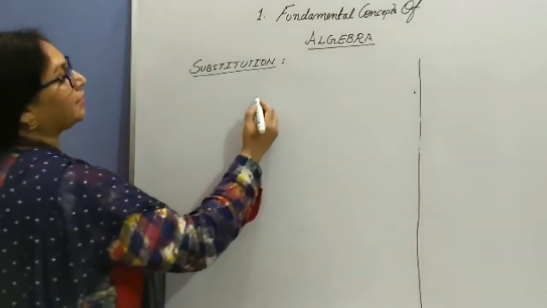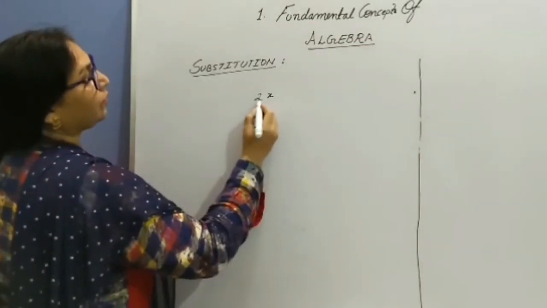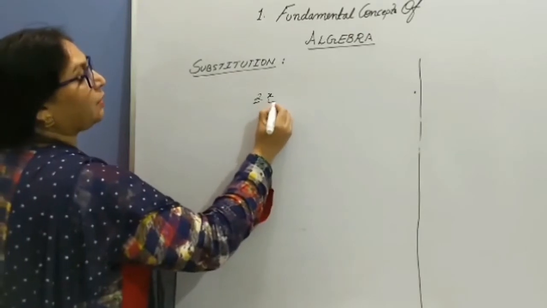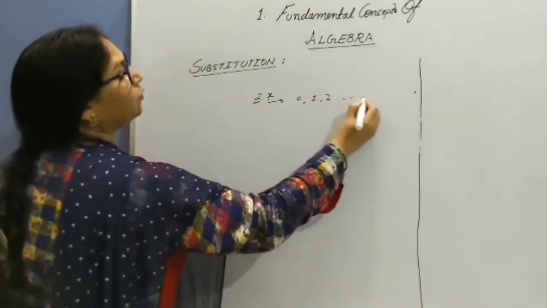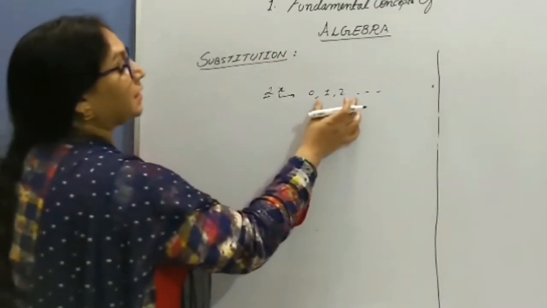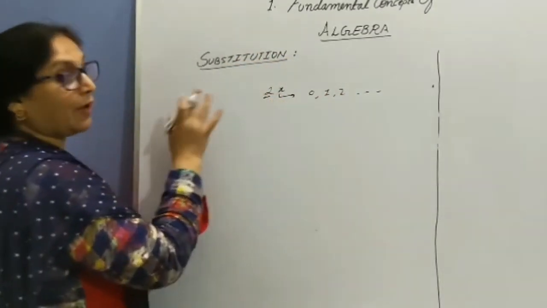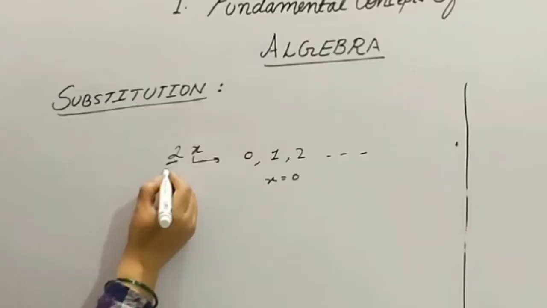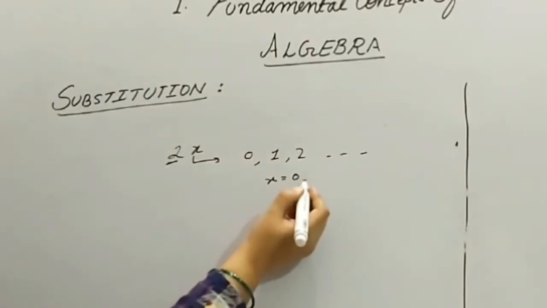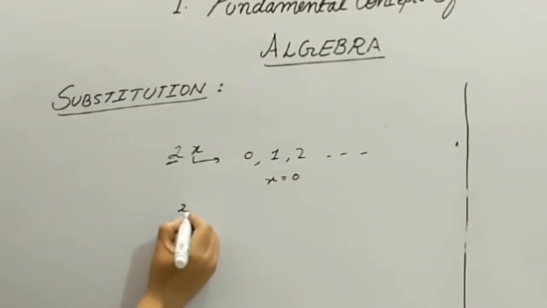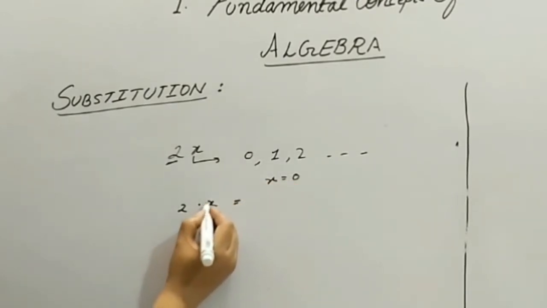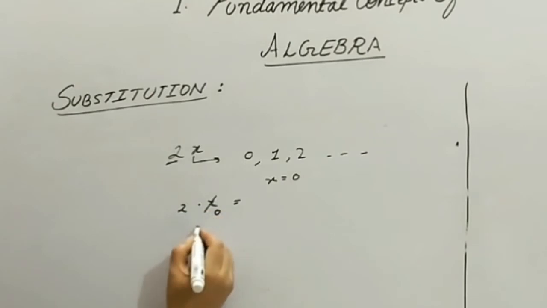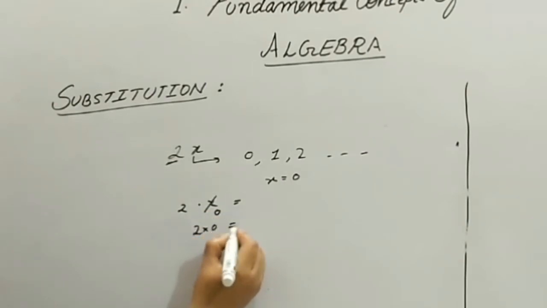For example, if I write here 2x, so 2 is fixed. x can be replaced by 0, 1, 2 and so on. So how to substitute these values in it and get the value of the expression? Let me explain. For example, x equal to 0. 2x means 2 multiplied by x. Let us substitute the value of x as 0, replace x by 0, it becomes 2 into 0, which is 0.